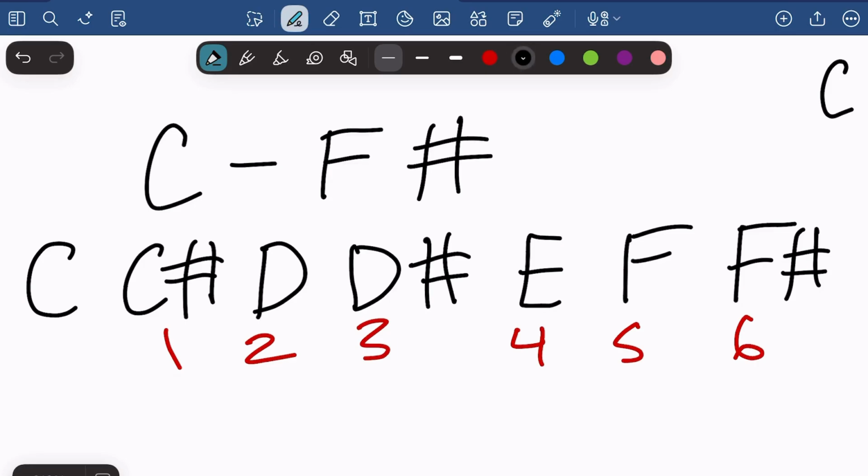And then how we can tell if it's an augmented fourth or a diminished fifth is by counting and seeing how many letters are present. So we have C, D, E, and F. We only have 4 letters in total. So we call this an augmented fourth because it only has 4 letters.